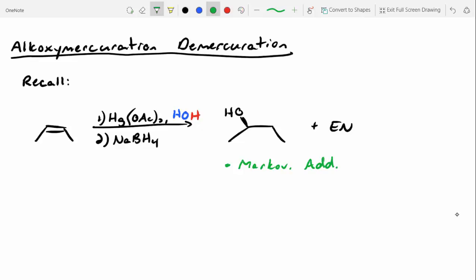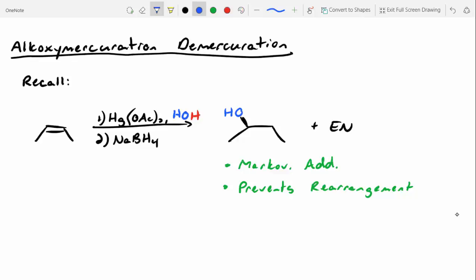And in this case, why would we ever use the mercury method as opposed to acid catalyzed hydration? Yeah, it prevents rearrangement. And let me go back and actually color code this. I'm going to change this alcohol to blue. What do you think we could maybe do if we wanted to make an ether instead of an alcohol using an alkene? Alcohol instead of water. Yeah, it's as simple as that.